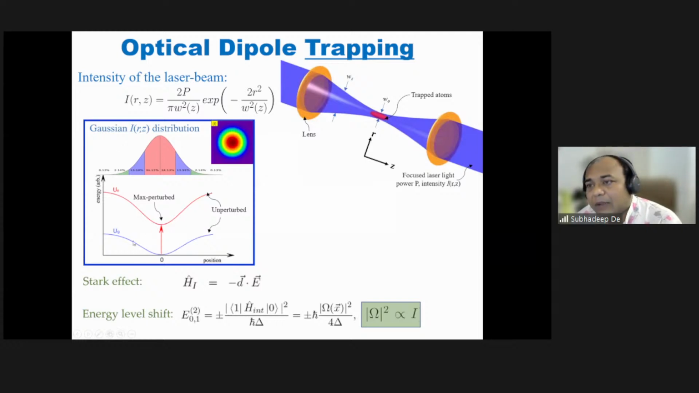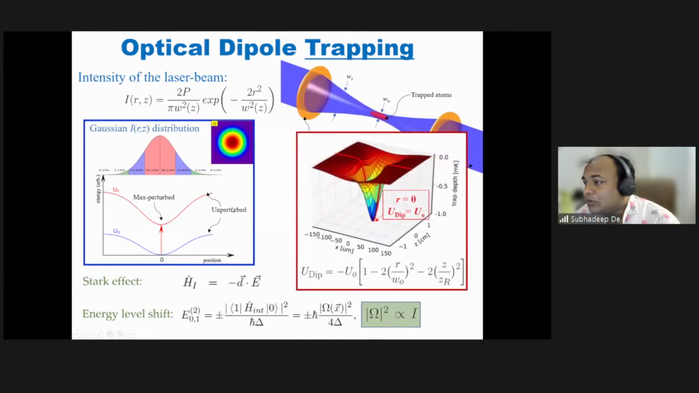And these shifts will happen in both of the states associated with the clock transition, let's say one ground state and one excited state. The amount of shift will be different because both of these states have different polarizability. It depends on the difference in polarizability. The amount of shift will be different, but both will have this shift. Okay, so far so good.